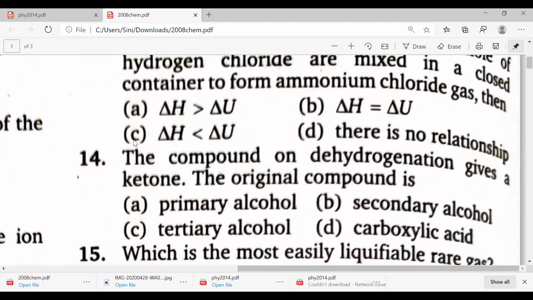The compound on dehydrogenation gives a ketone. The original compound is which one? We all know that a secondary alcohol on dehydrogenation will give us a ketone. So the option is B for this. 14th one, B. This is your direct theory question.